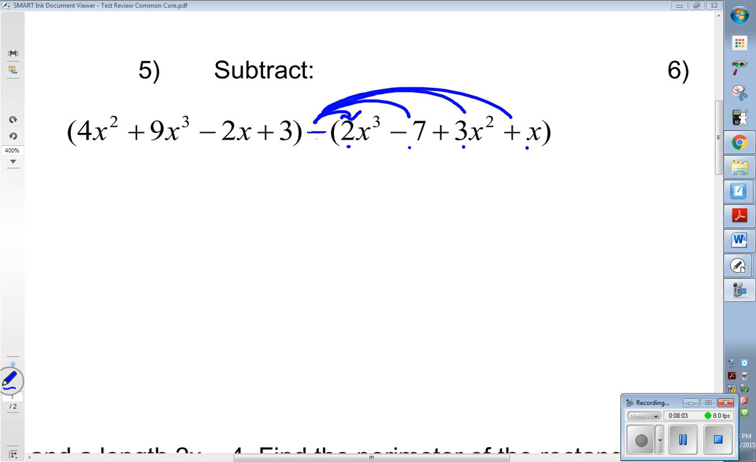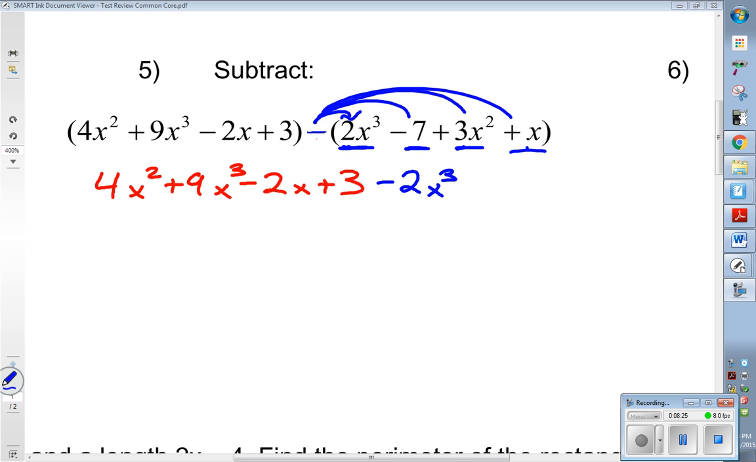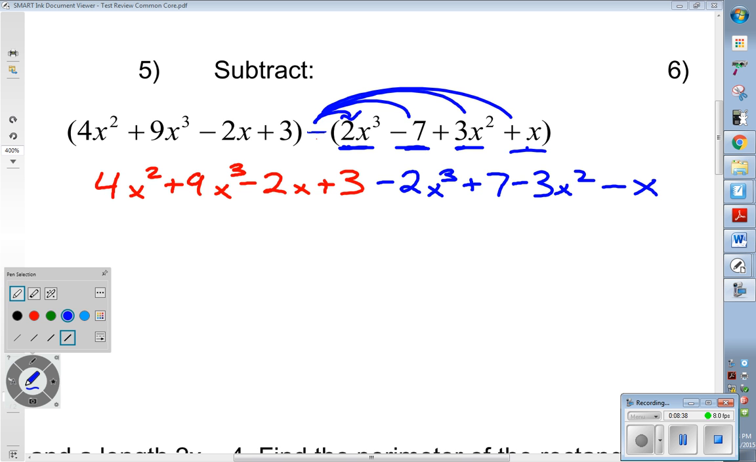Okay, so this first part remains the same. 4x squared plus 9x cubed minus 2x plus 3. Nothing changed that. But because this minus sign is in front of the parentheses, I'm going to change the sign of every chunk from there on out. So this 2x cubed is going to be a negative 2x cubed. This negative 7 is going to change to a positive 7. 3x squared is going to become negative 3x squared. And x is going to become negative x. I've written it all out.